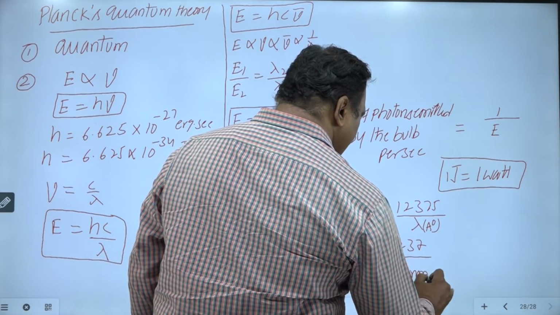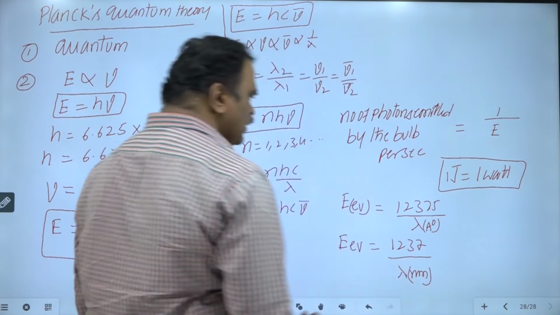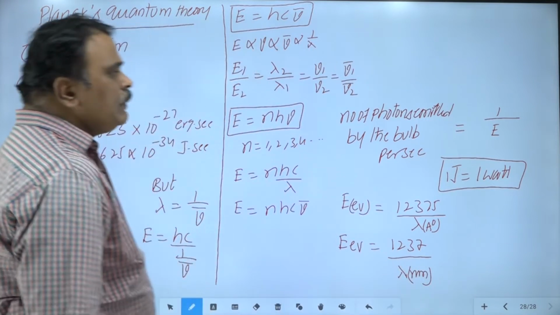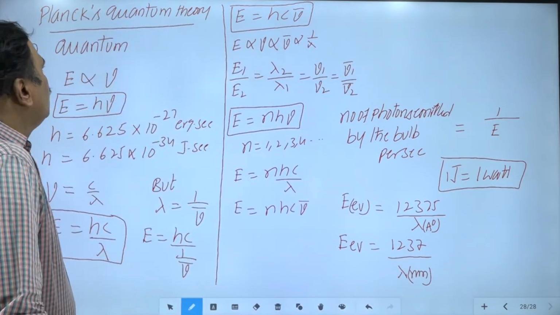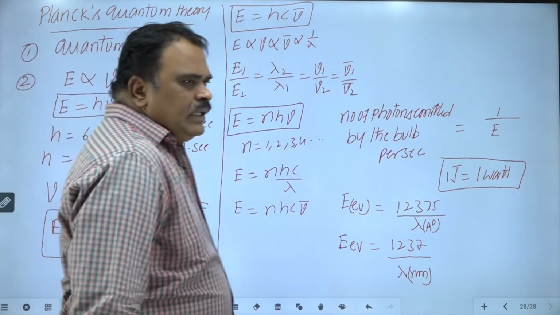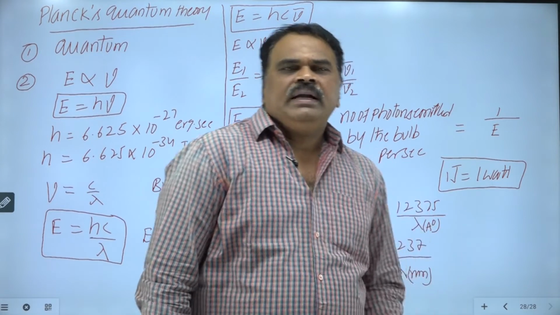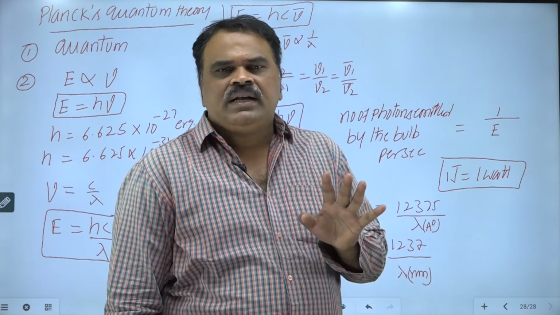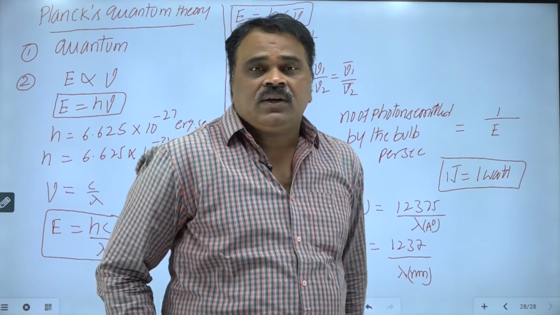Wavelength in nanometer. These are the formulas based on Planck's quantum theory. According to Planck's quantum theory, the energy emitted or absorbed by a body is not continuous; it takes place discontinuously in the form of small packets called a quantum.